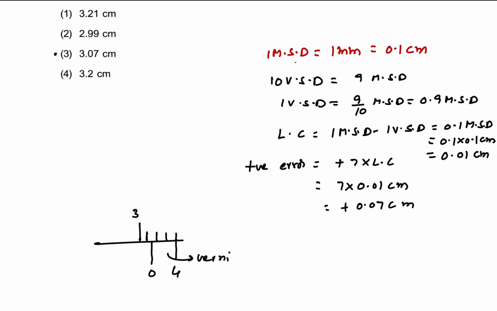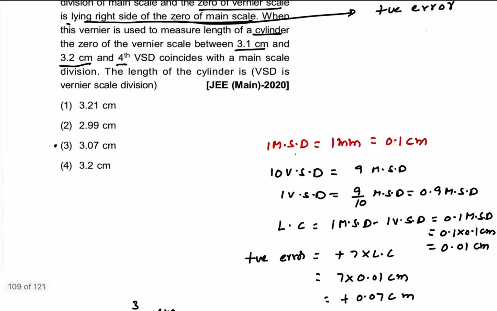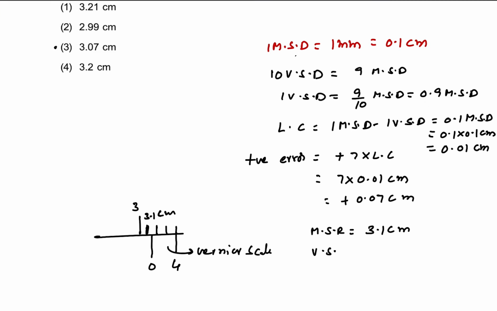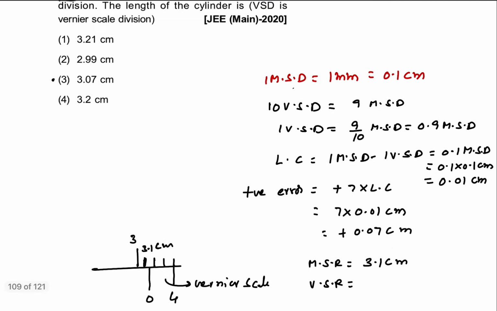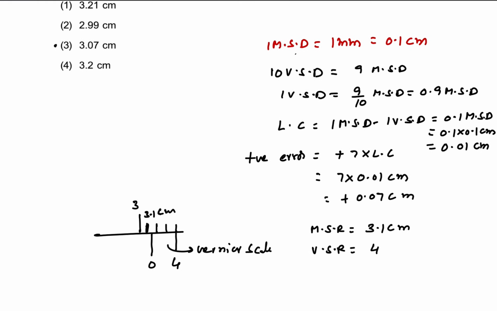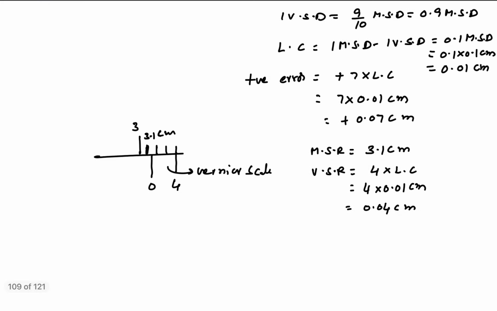This is the vernier scale. We can see the reading is 3.1 centimeters. That's why the main scale reading, to the left of the 0 of the vernier scale, you have to write. Okay, 3.1 centimeters. Next one, the vernier scale reading. Which division is coinciding? The 4th division is coinciding. 4 into least count, so 4 into 0.01 centimeters. We can write 0.04 centimeter.